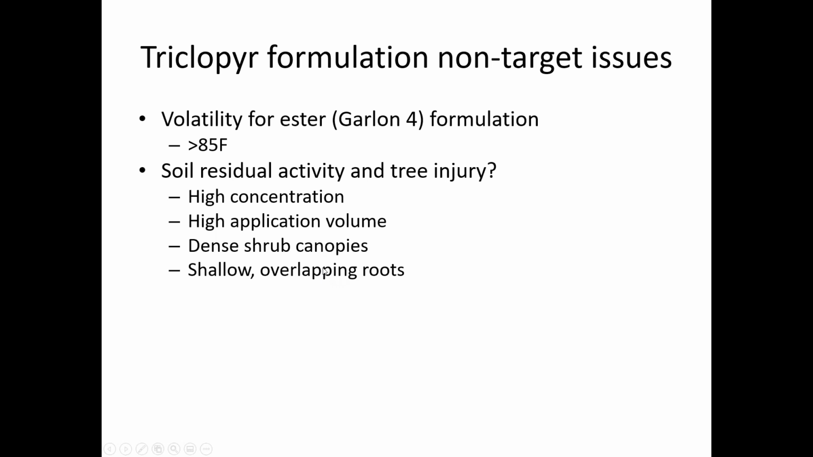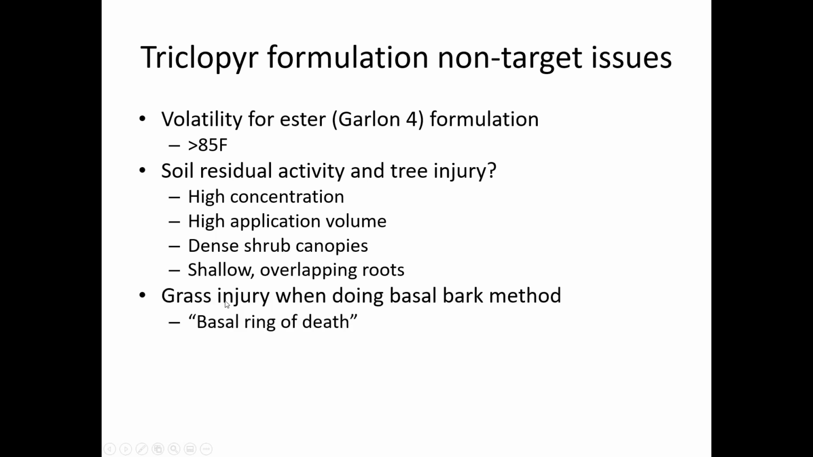So it can happen. It's not very common in our experience, but where you have lots of shallow overlapping roots, also with basal bark applications, this is where that really comes into play, where the overlapping roots can take up the herbicide, not necessarily through root grafting, but mostly through just direct herbicide application that's inadvertent, unintended, but it can happen, and we've seen that.